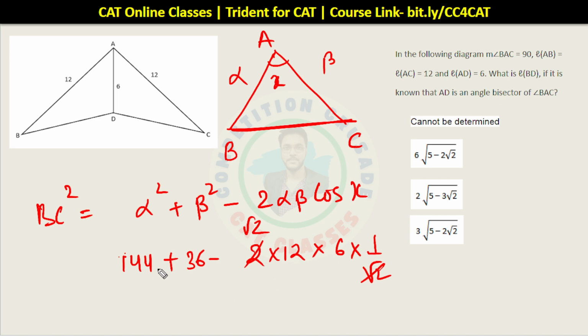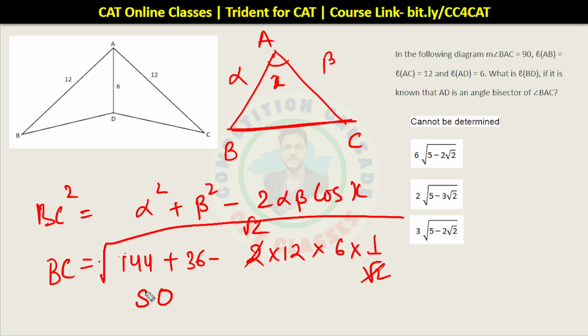So, BC will be under root of 180 minus 72 root 2. Okay. Now 72 and 180, there is a common element. 36 is a common element.